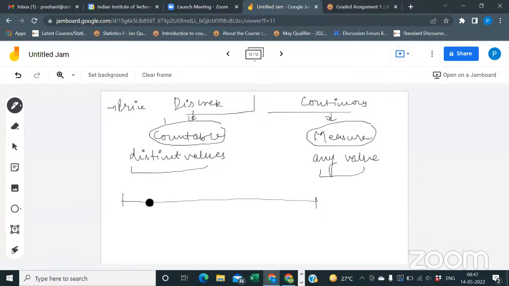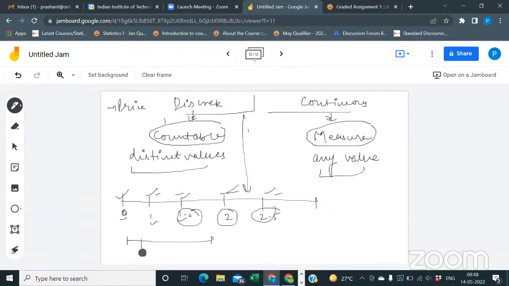Suppose on a real number line, this is 0 and 1 rupees. I can have 1 rupee, 1.5 rupees, 2 rupees, and 2.5 rupees. I can count these, and these all are taking distinct values. This is discrete. And you can say, I have 1 packet of biscuits, 2 packets of biscuits, 3 packets of biscuits.